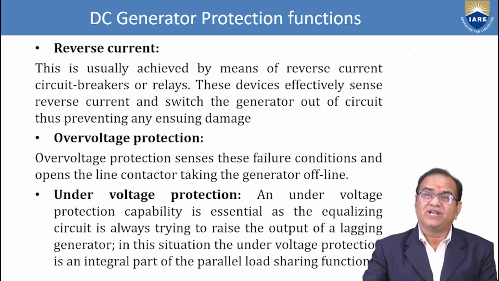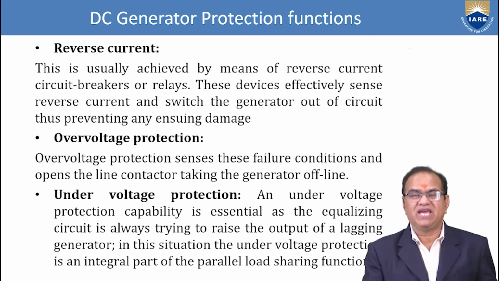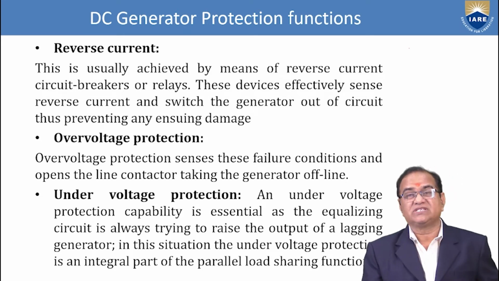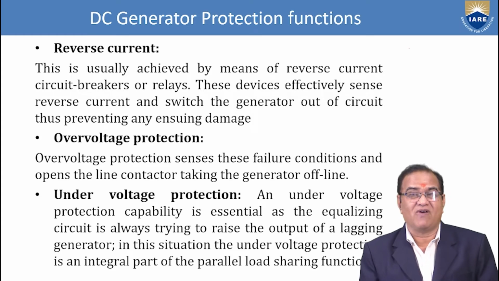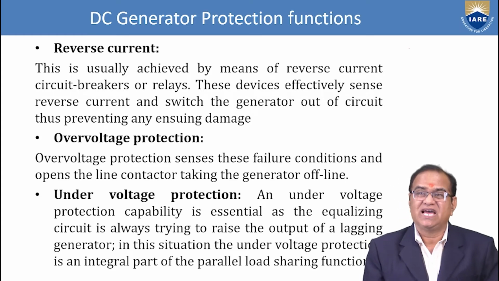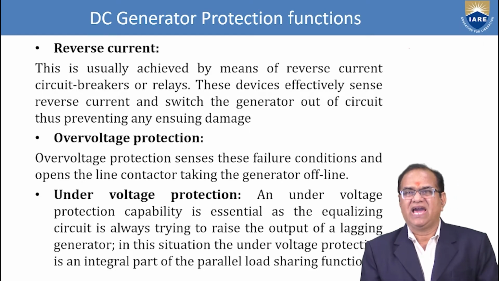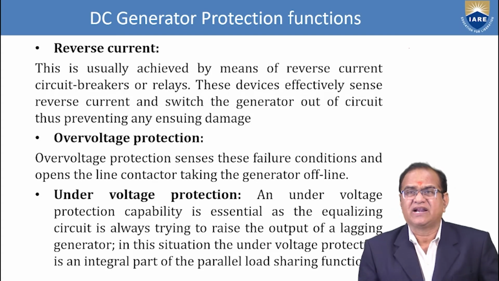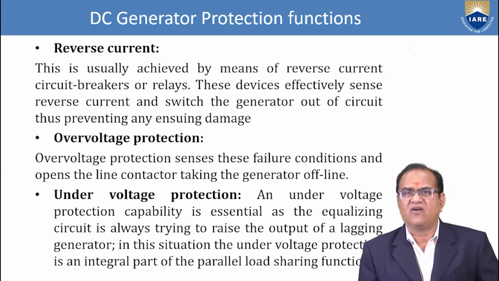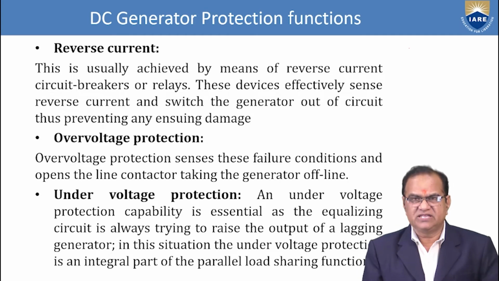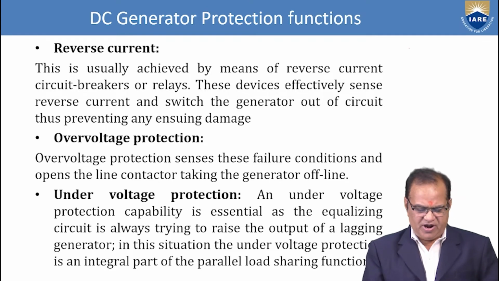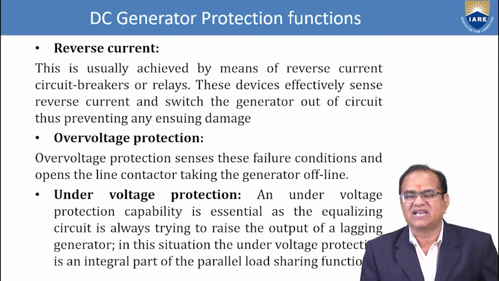So if the voltage is up, they will make the system cut off and your system will be safe. Under voltage, if the voltage is less than the required, is called under voltage, and under voltage protection capability is essential, as the equalizing circuit is always trying to raise the output of a lagging generator. In this situation, the under voltage protection is an integral part of the parallel load sharing function.